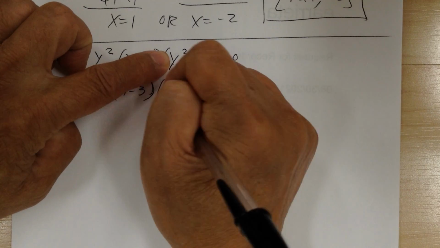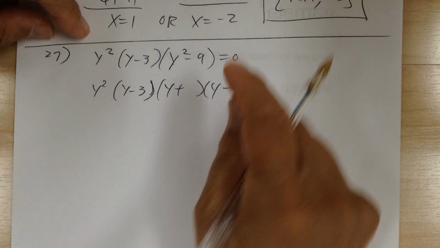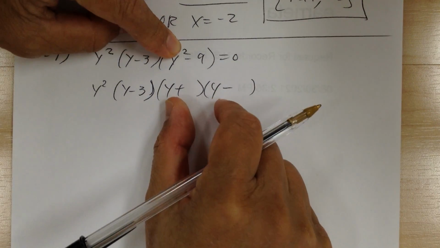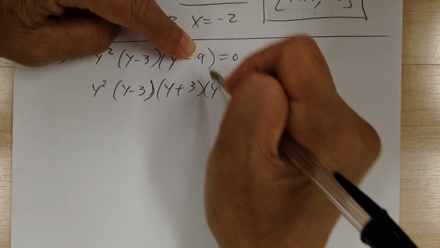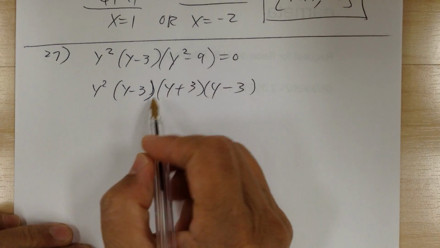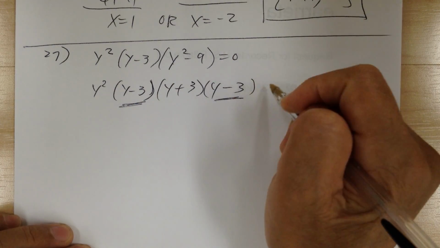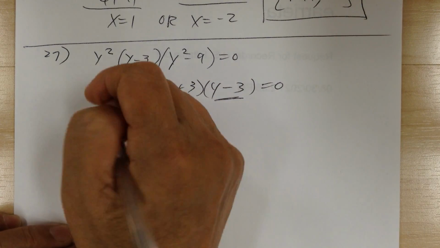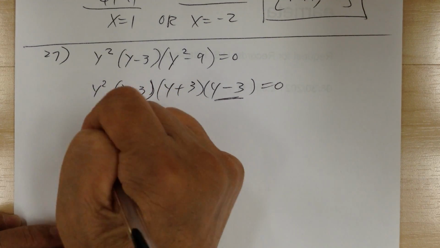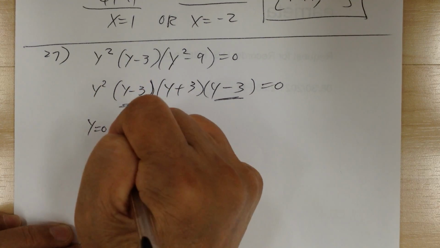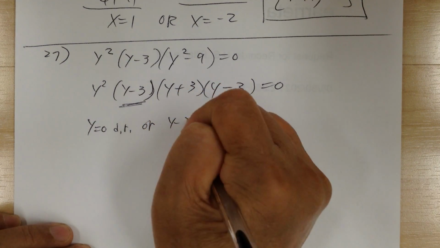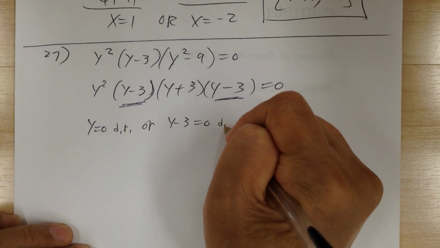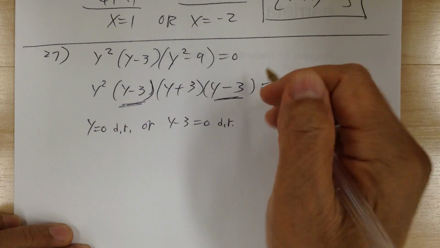So this will give me y and a y, right? So y times y gives me y squared, plus times minus gives me minus, and you need 3 times 3 to get 9. Notice you got a double root over here again. And then this is a double also. So you're going to get y equal to 0, and this is a double root. Or y minus 3 equal to 0, again, this is a double root, because you got 2 of them.